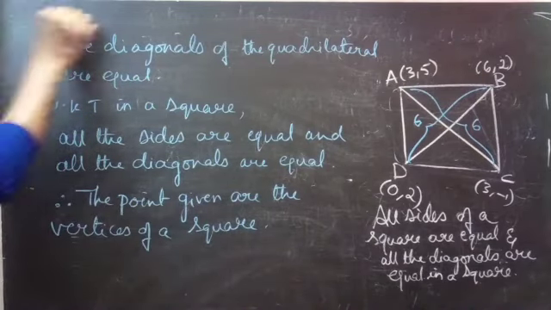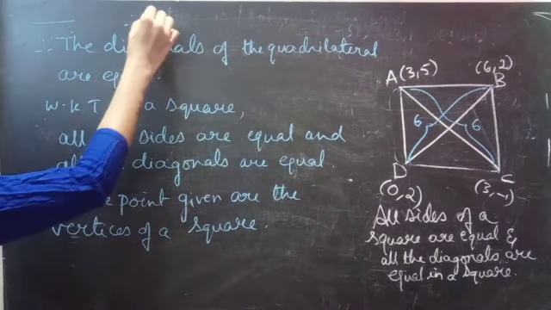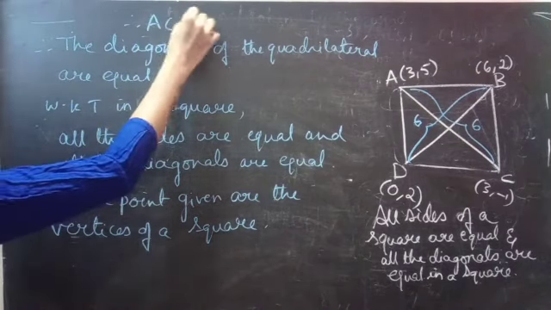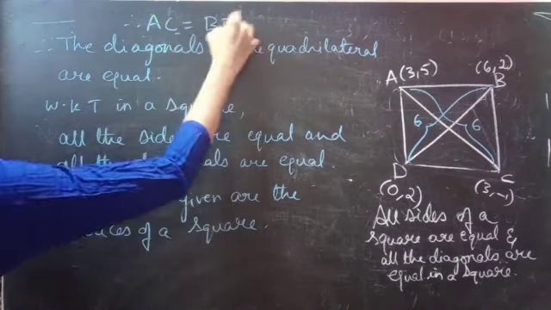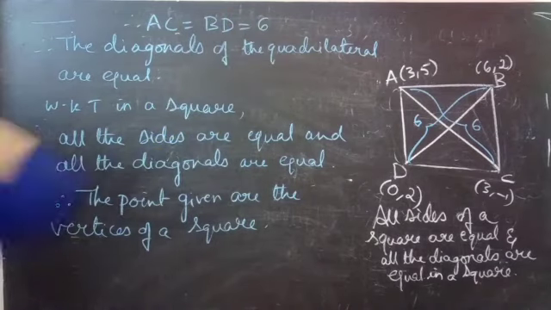You have to include the step here. Therefore, AC equals BD equals 6. So this completes the problem.